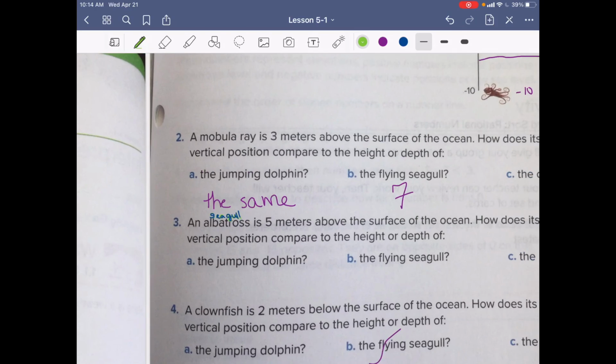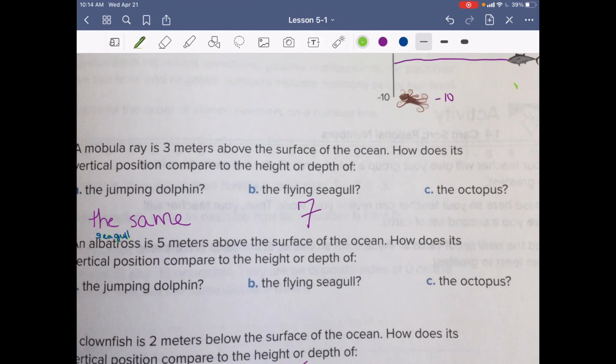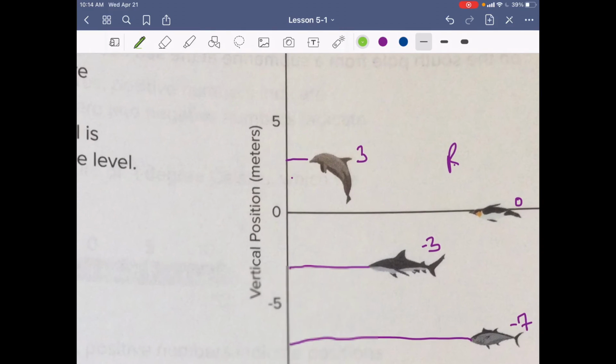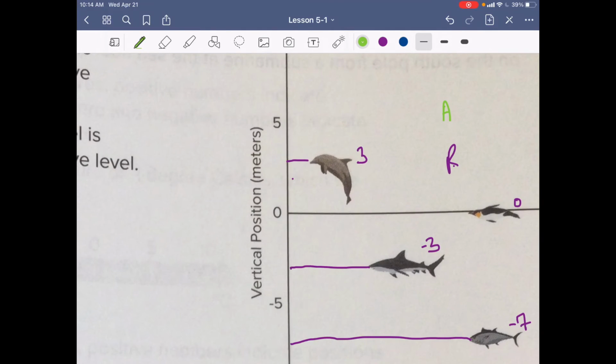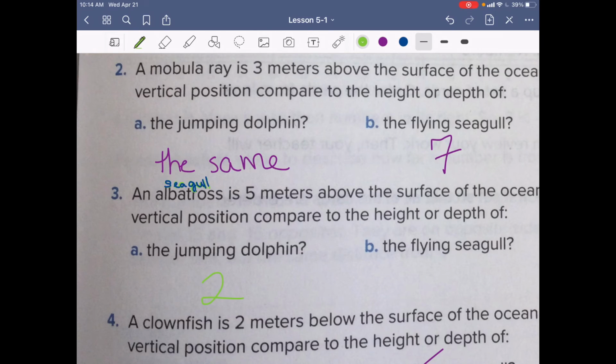All right, so we have an albatross that is 5 meters above the surface of the ocean. How does its vertical position compare to the height or depth of the jumping dolphin? So let's put our albatross 5 meters above. Here's our albatross. We're going to label it A, and that's right at the 5 meters. So the distance between the dolphin and the albatross would be 5 minus 3, and that would give us a difference of 2.